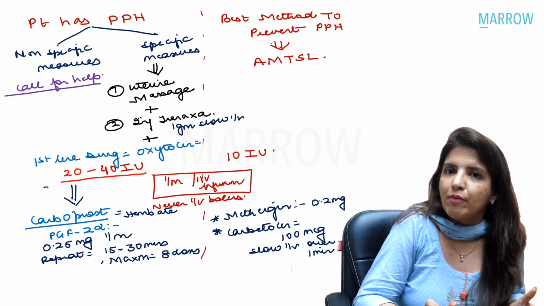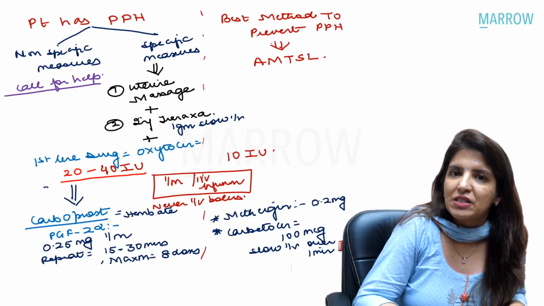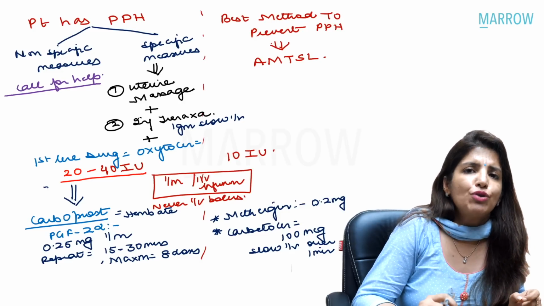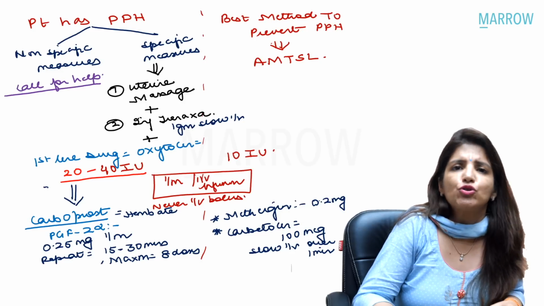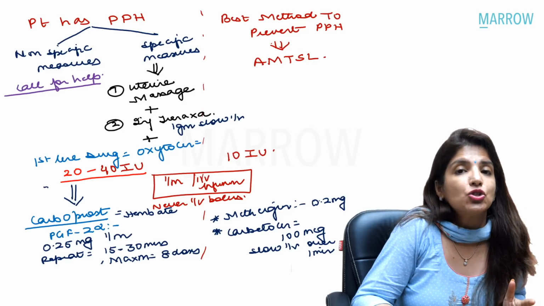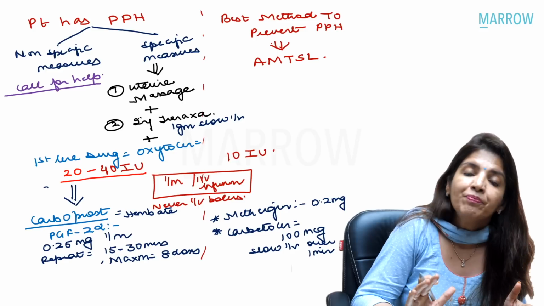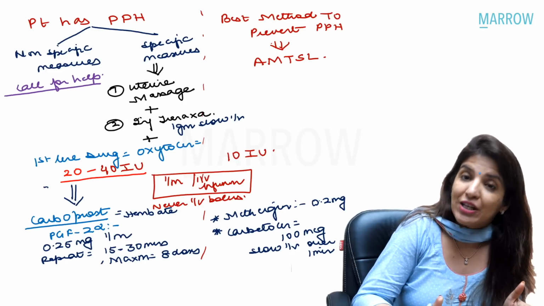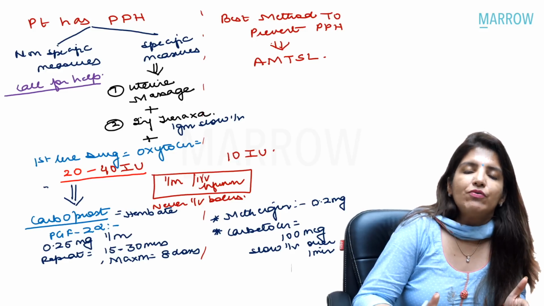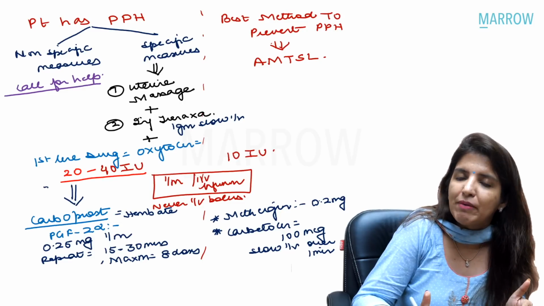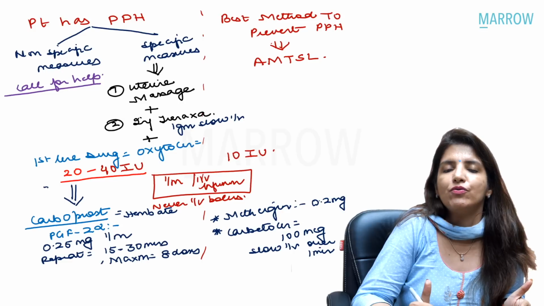So whenever a patient comes to you for PPH, there are certain non-specific measures which you have to do. Like, for example, you have to call for help, you have to put 2 large IV cannulas, you have to catheterize the patient, and there are certain specific measures which you have to do. For example, you have to do a uterine massage. Uterine massage is a part of management of PPH, and you have to give injection Tranexa, and you have to start immediately with medical management. In medical management, the first line drug which you have to give is oxytocin.